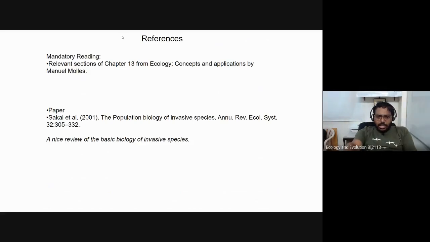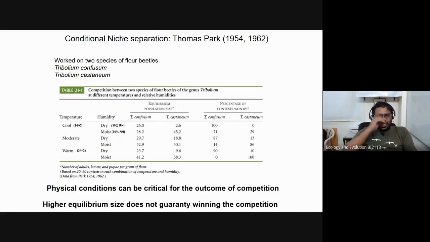These are the references. I'll give you guys these references. Any questions in the context of this one, this conditional niche separation?